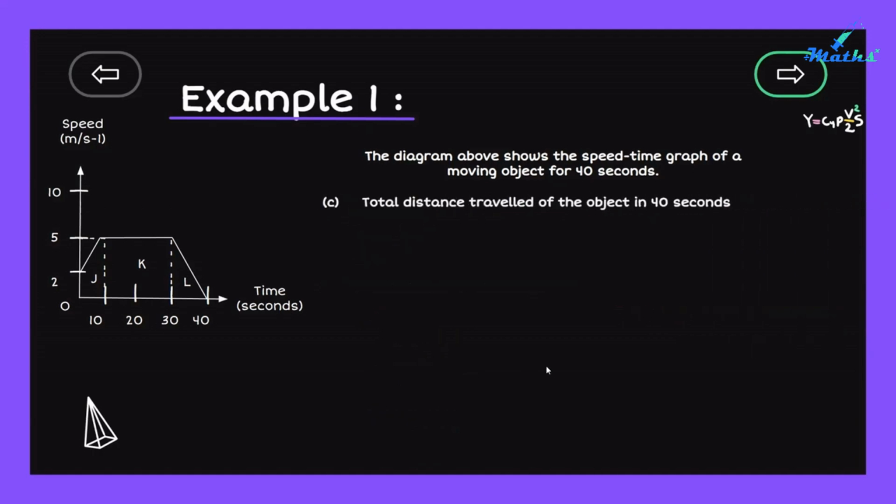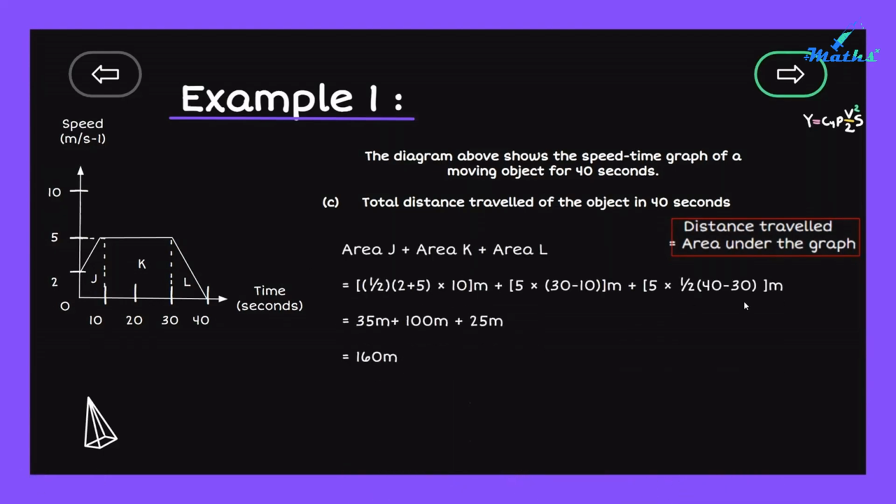And then the question C: find the total distance travelled by the object in 40 seconds. Distance travelled means the area under the graph, for the whole graph. As you can see, here's a trapezium, a rectangle, and a triangle. So first we add together area J, area K, and area L.